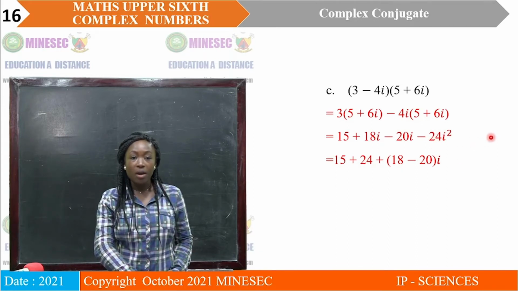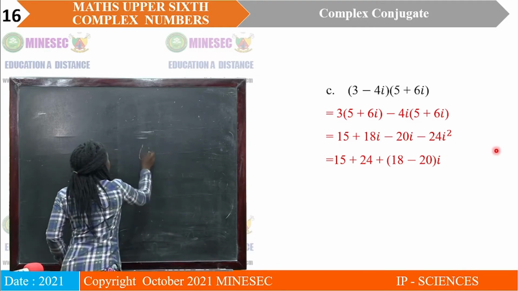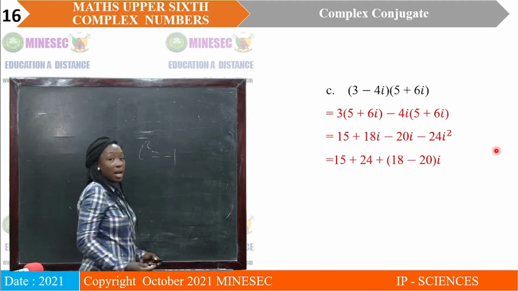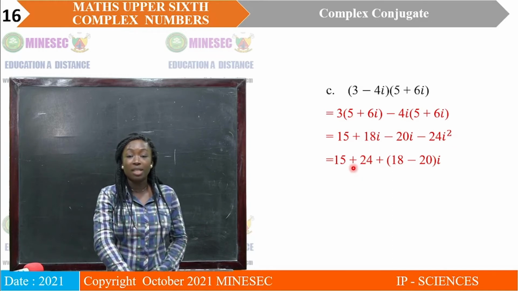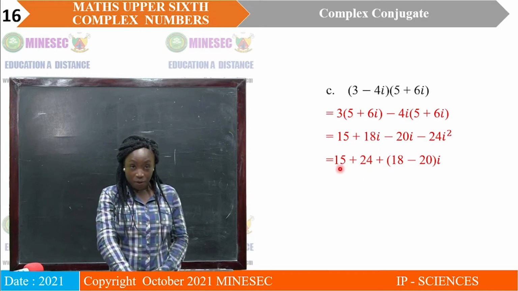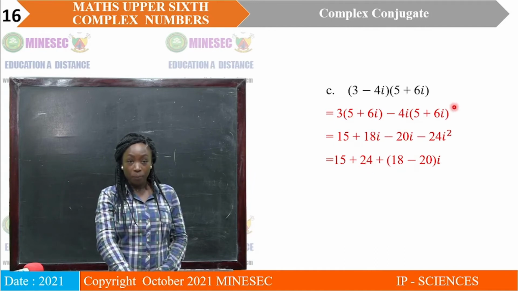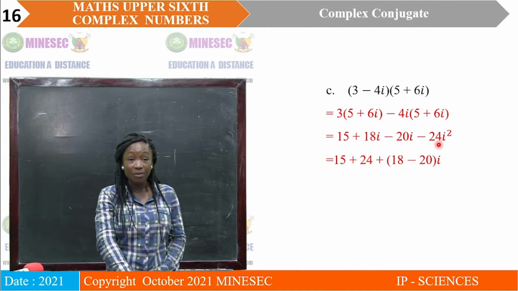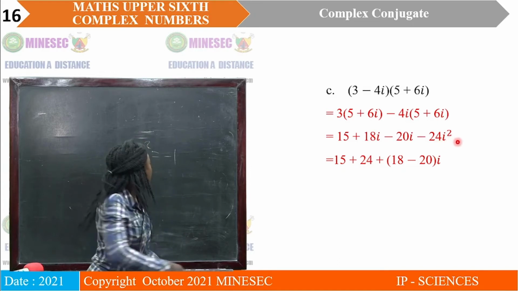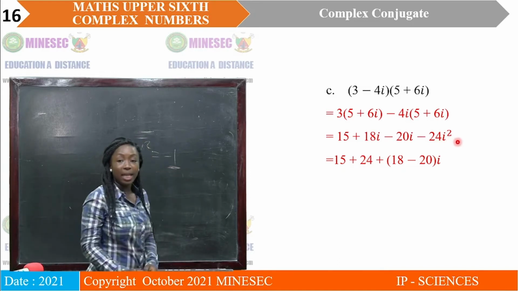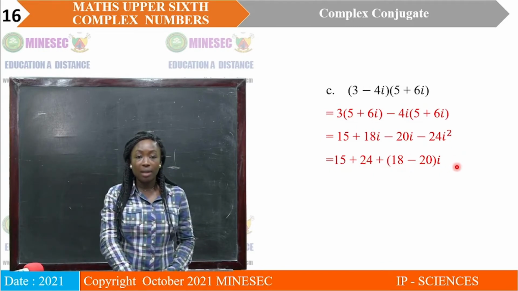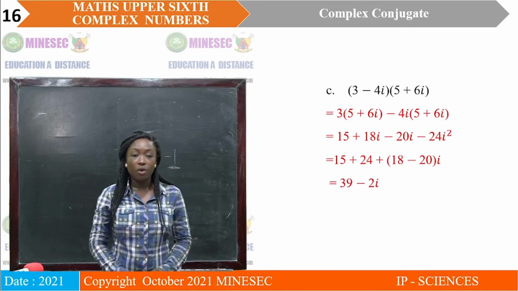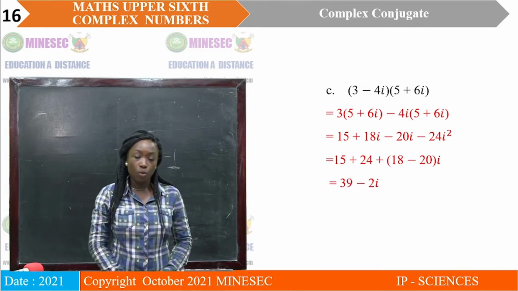24i squared. But we know that i squared is equal to negative 1. And so we know that negative 24 times negative 1 is going to give us positive 24. That is what we have here, 15 plus 24, because this negative 24 here is multiplied by i squared, and i squared is equal to negative 1. So we're going to have 18 minus 20, all that times i. And this will give us 39 minus 2i.